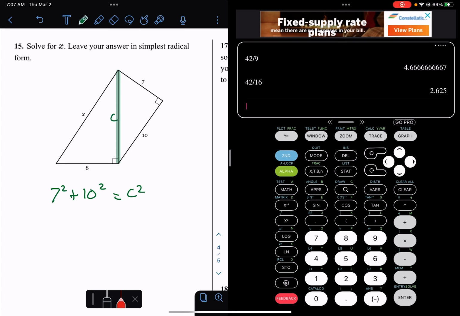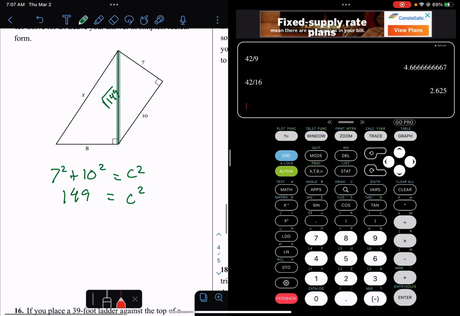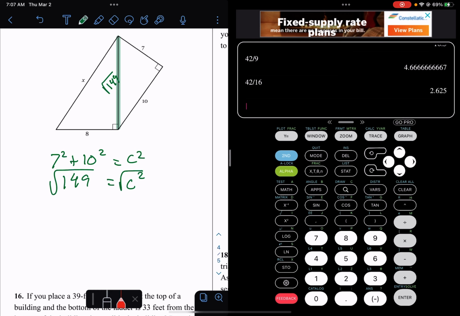So we get 49 plus 100, which is going to be 149. So we get the square root of 149 right here. All right. So now we can go ahead and do the Pythagorean theorem on our second triangle.